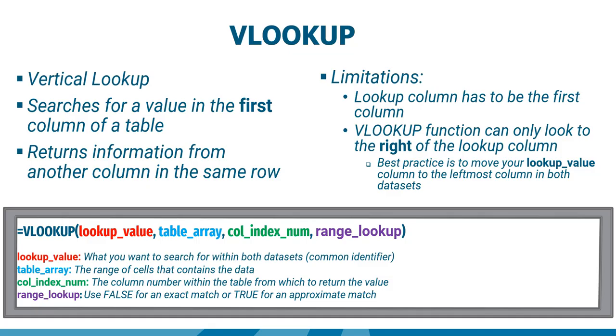The column index number tells Excel which column in the table array you want to pull data from. For example, if your result is in the third column of your selected table range, you would enter the number 3. The range lookup determines whether you want an exact match or an approximate match. You'll type false for an exact match. This is the most commonly used option. You would type out true only when you want an approximate match. This is a less commonly used option.